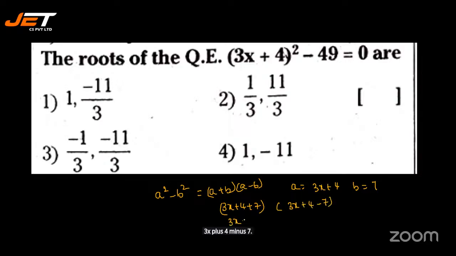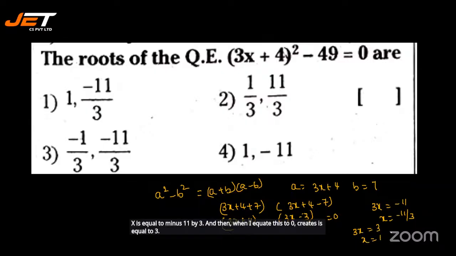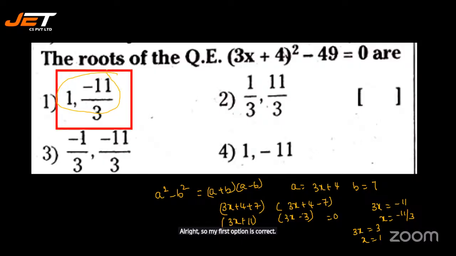So I get 3x plus 11. Then I get 3x minus 3. Am I right? Yeah. So when I equate it to 0, I get 3x is equal to minus 11. X is equal to minus 11 by 3. And then when I equate this to 0, 3x is equal to 3. X is equal to 1. So I get 1 comma minus 11 by 3. All right. So my first option is correct. Let's see the answer. Yes, it is correct.